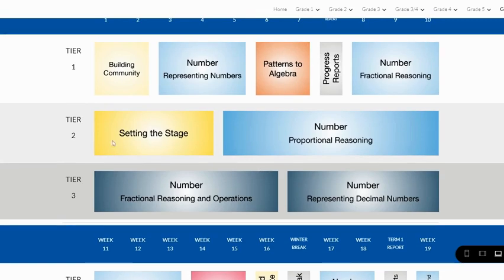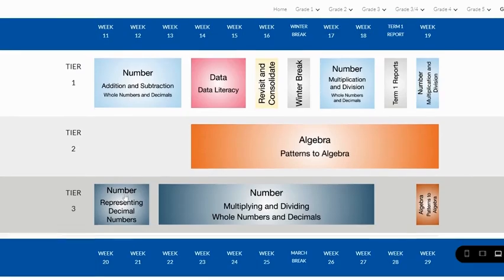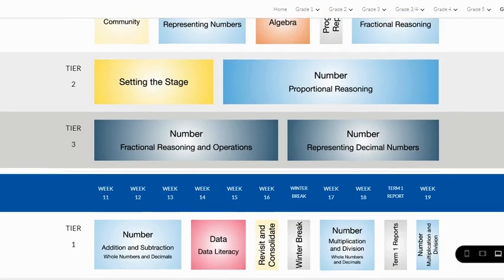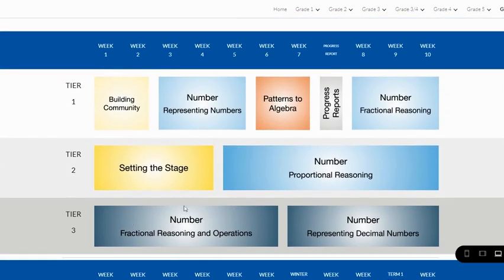You will notice that Tier 3 is the dark gray band, so it's throughout the entire page here, and that the topics that occur for Tier 3 occur prior to us actually teaching grade level curriculum to the whole class. So for example, fractional reasoning here occurs on week 1, but we're not actually going to address it at grade level with the whole class until week 8.